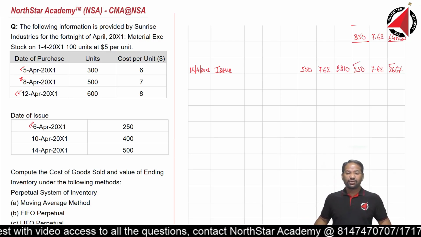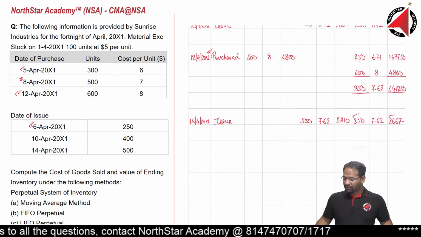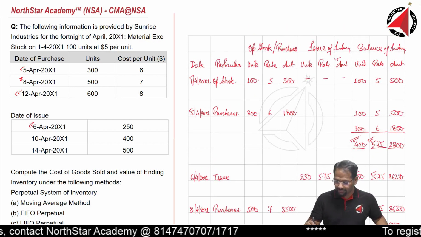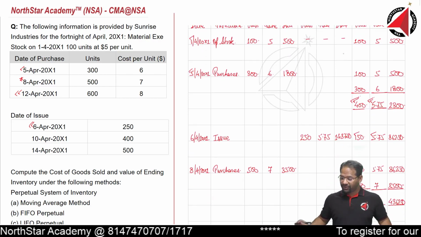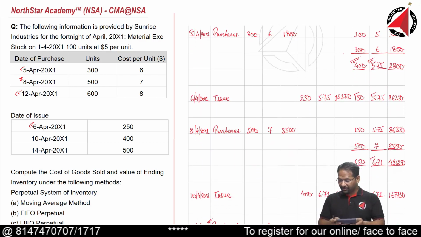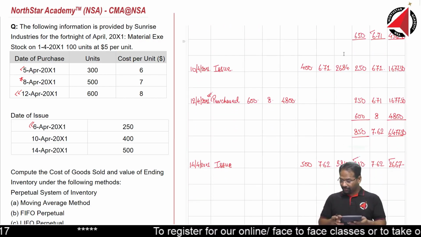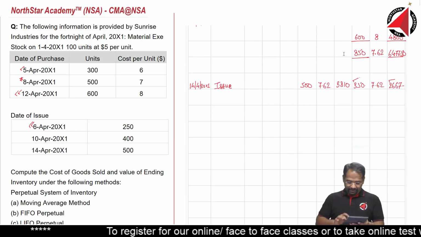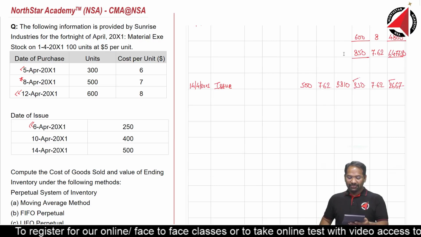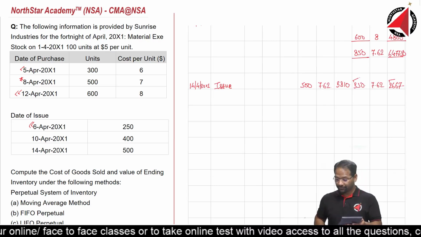What is the number of units you have in closing stock? 350. If the question says what is the cost of goods sold? So cost of goods sold would be the total of this column, the total of the amount column of issues. So 1437.5 plus 2684 plus 3810. So the total cost is 7931.5, or you can say 7932.